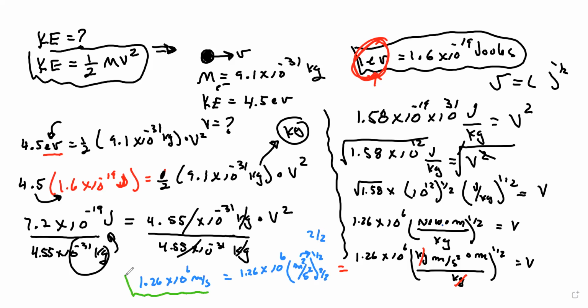This is your velocity. It's a very slow moving electron. But a velocity of 1.26 times 10 to the 6 meters per second for an electron is going to throw you a kinetic energy of 4.5 electron volts. And there you go. You have a problem of kinetic energy. And we'll do more where we're going to use kinetic energy and potential energy. Thank you. I'll see you in the next one.